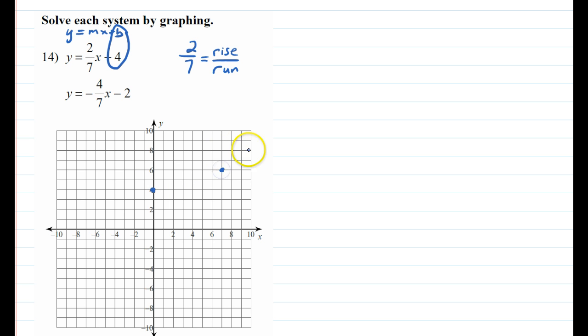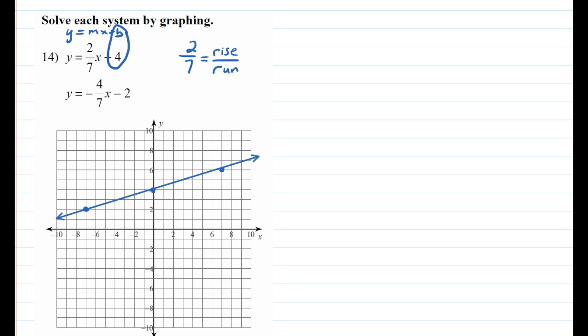And since I'm out of space, I'm going to do the opposite now. Go down 2 and back 7, down 2 and back 7. And so this is where I'm going to draw my line. All right, that's close enough for now.